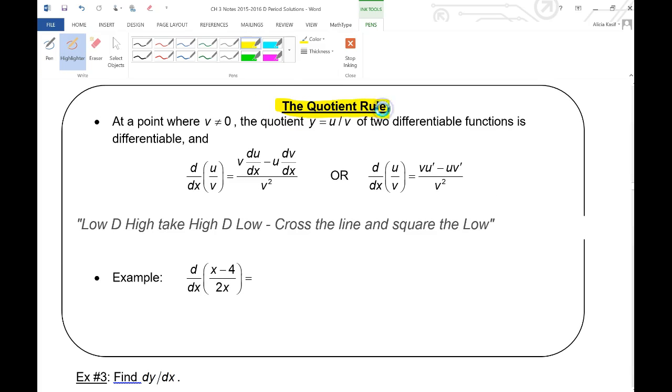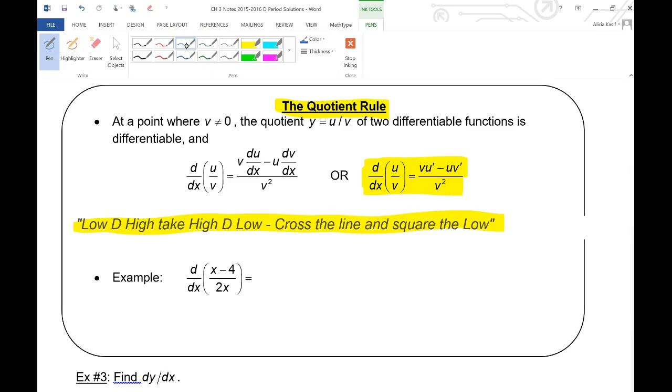Okay, so when we take the derivative and we have a numerator and denominator, instead of u times v, it's u divided by v. So it's going to be v u prime minus u v prime all over v squared. I have this: low d high, take high d low, cross the line and square the low. If you want to just memorize the formula, just memorize the formula, but I'll explain the little rhyme.